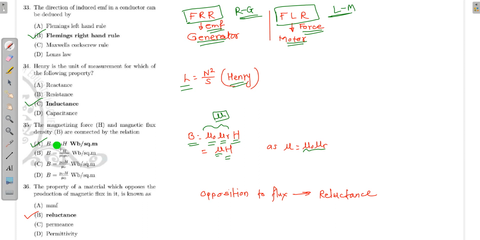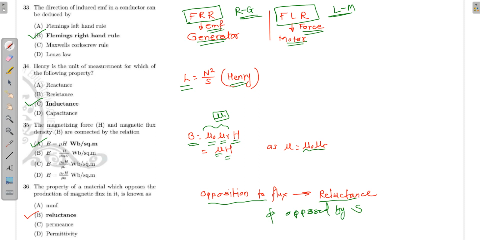The property of a material which opposes the production of magnetic flux. Opposition to the flux is nothing but the reluctance. Opposition to the current is nothing but resistance. So opposition to the flux is nothing but the reluctance, that is S. So flux is opposed by S.